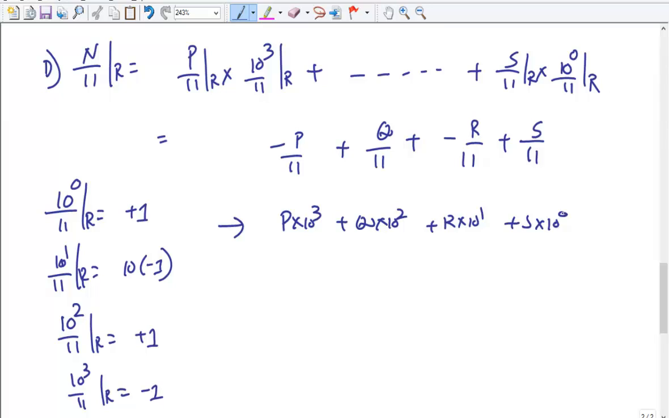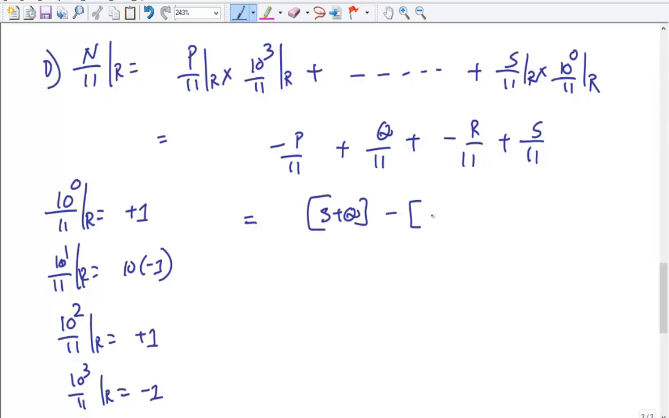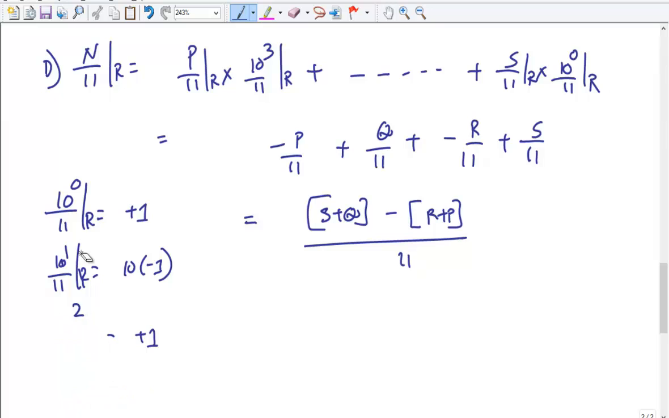And since it starts with the unit term, and the unit term is multiplied by plus 1, the remaining alternate terms are multiplied by minus 1, plus 1. So here we can write this as s plus q minus r plus p by 11. So it is the sum of the alternate digits starting from the unit term. That's it.